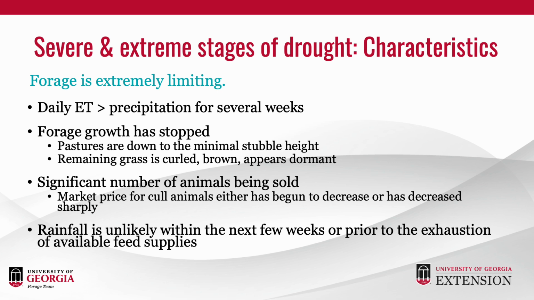At this point, there would be a significant number of animals being sold around the state. Market prices for those cull animals have either begun to decrease or are likely decreasing sharply. This last point is extremely important. Rainfall in this scenario is unlikely in the next few weeks or prior to the exhaustion of our available feed supplies. Again, to reiterate, we are unlikely in this stage of drought to see that rainfall before we run out of feed for the animals that we currently have on the farm.